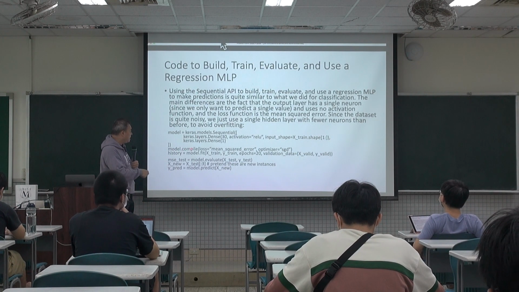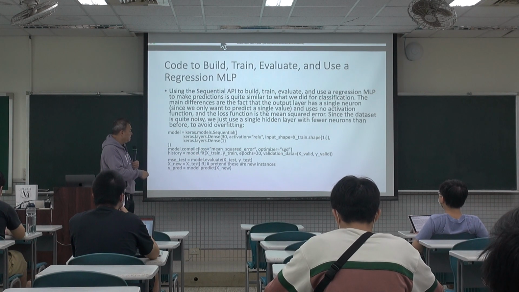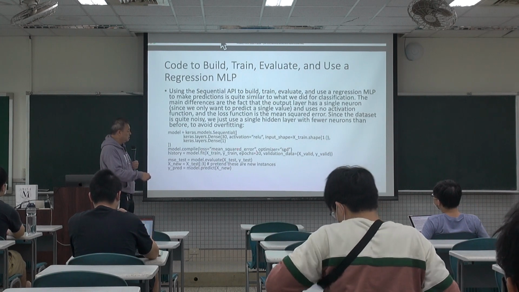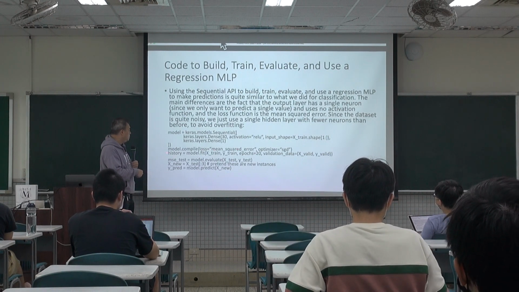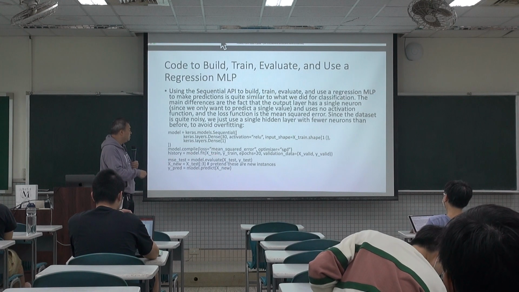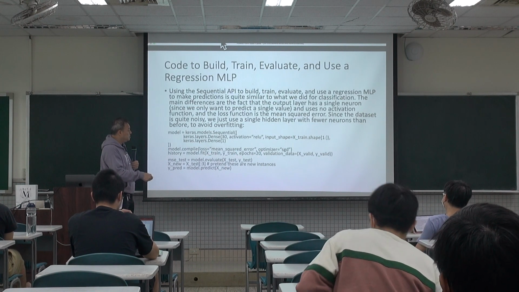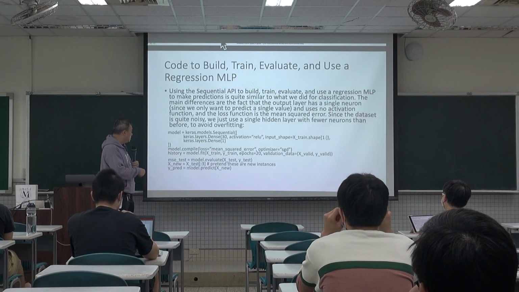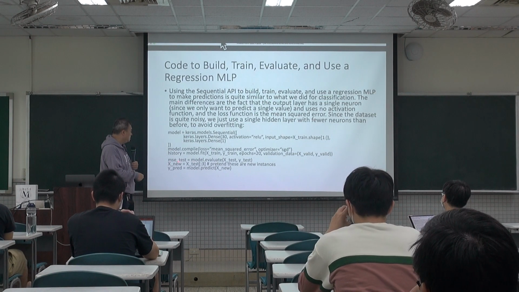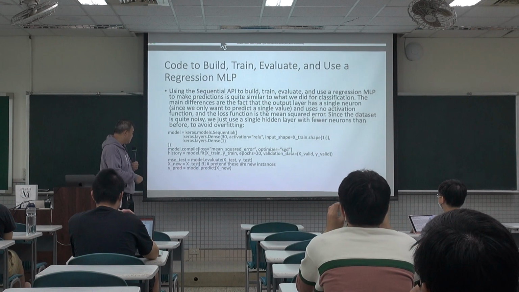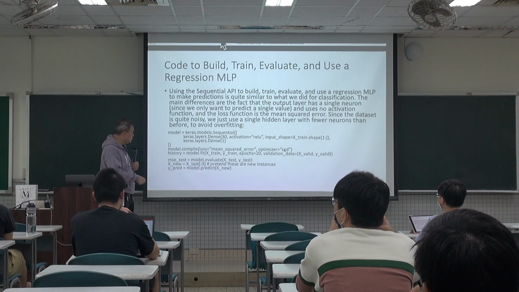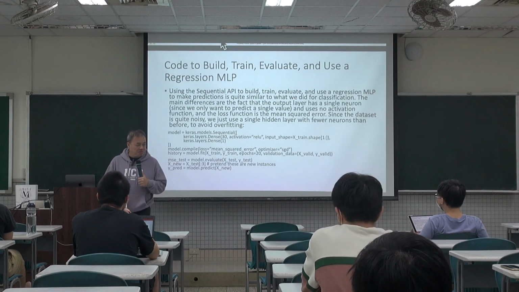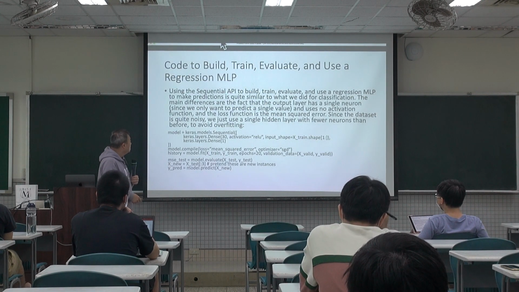And then we compile the model. We use mean squared error as the loss function, and SGD, and then we train the model for 20 epochs, and that's it. And then with the trained model, you can evaluate it, and you can even use the trained model to do certain predictions. That's pretty straightforward.